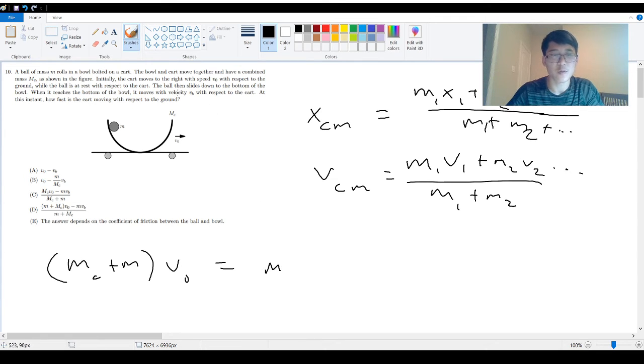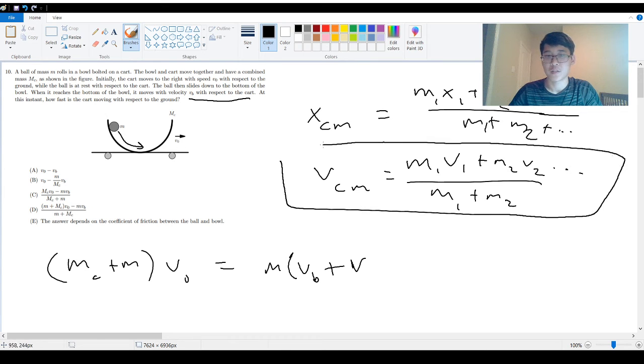Well, small m, we know that it has a velocity vb with respect to the cart at the final instant. So then you have m vb plus, so remember vb is with respect to the cart. Because we're in the laboratory reference frame, we need to also add the velocity of the cart. But this is not v naught. We have to be very careful, because the velocity of the cart slows down as the velocity of the ball speeds up, because of the conservation of momentum and also the conservation of the velocity of the center of mass.